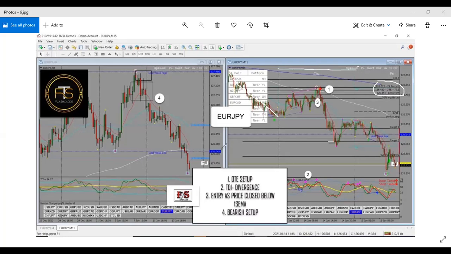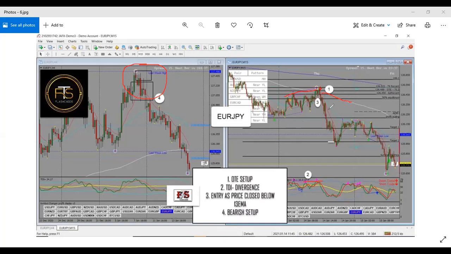The 13 EMA. Look at it. Number one, a bearish setup. Did you see that? H4 is a bearish setup. Did you see that? H1 is a bearish setup. That's bearish breaker and source, right? Then number two, TDI color is divergent. Did you see divergence here? Look at it. There's a divergence there. Then three, entry as price closes below the 30 EMA, which is the red, the cash up, right? That is it.